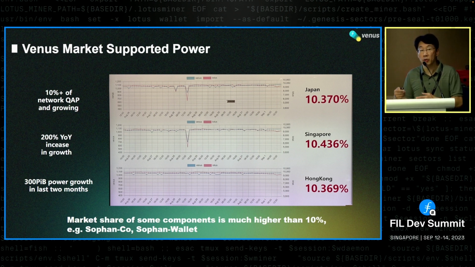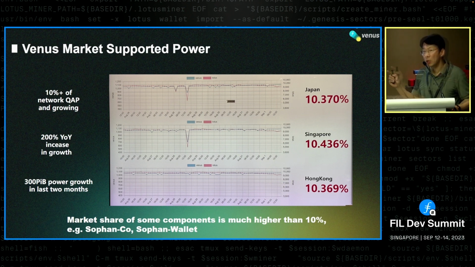And all of this is free, because the SPs need to change their Lotus configuration to Venus, and the cost is also high, right? 10%, I think, is still a very, very important milestone. A good thing is that we see a 200% year-on-year increase. And in the last two months, we have 300 petabytes of power growth, which is also good.